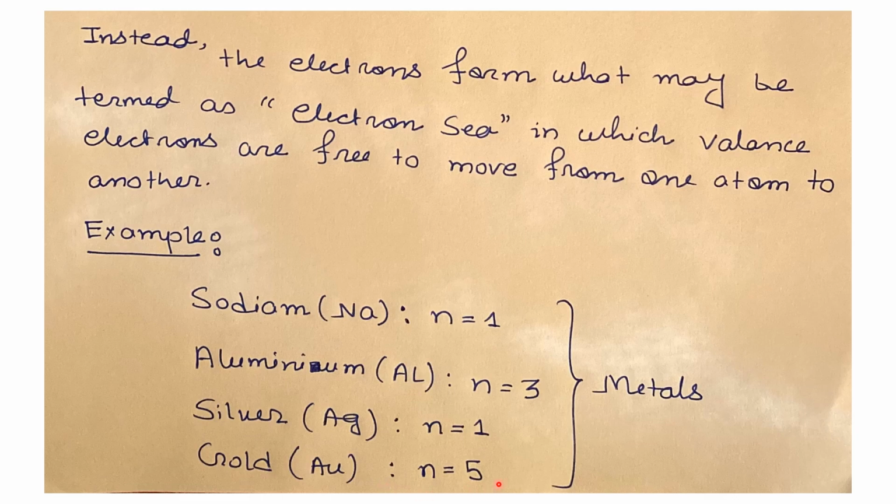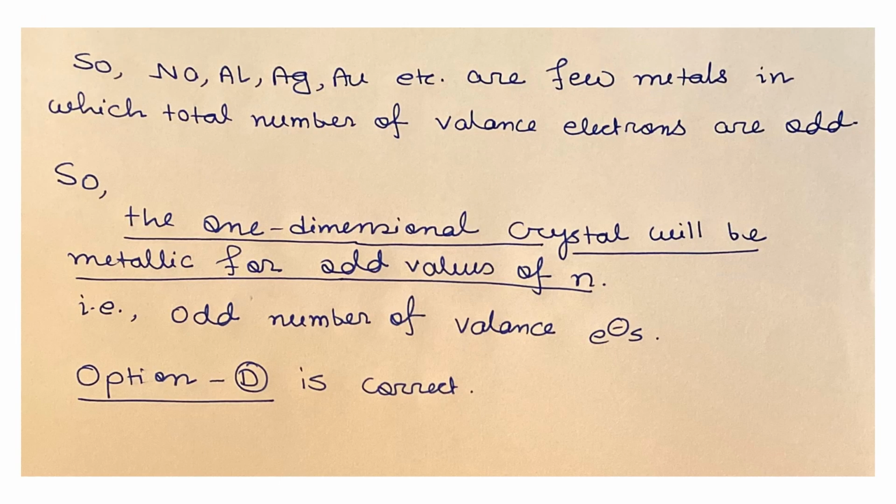So all these elements are basically metals having an odd number of electrons in their valence shells. Sodium, aluminium, silver, gold, etc. are a few metals in which the total number of valence electrons is odd. So the one-dimensional crystal will be metallic for odd values of n, that is, an odd number of valence electrons in the valence shell. So our option D is correct.